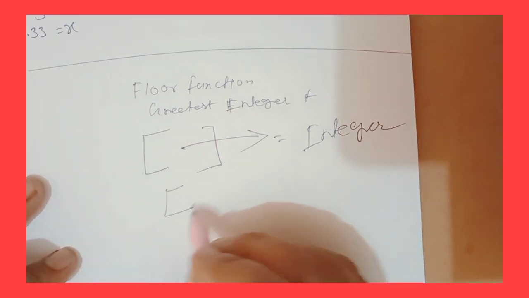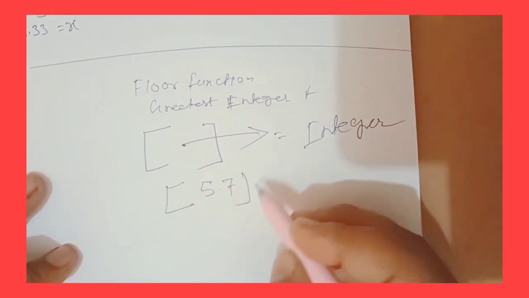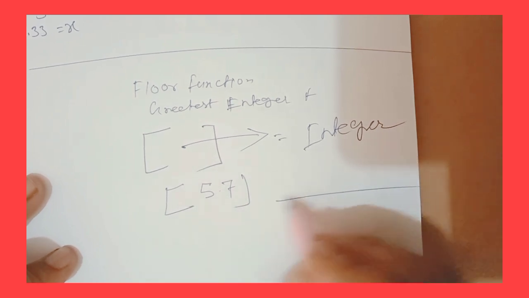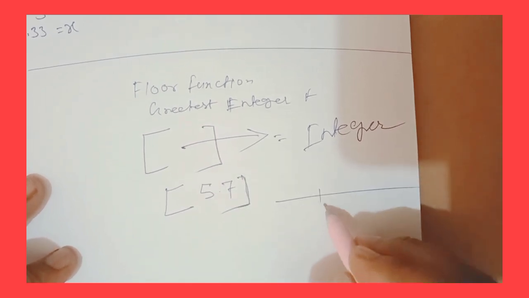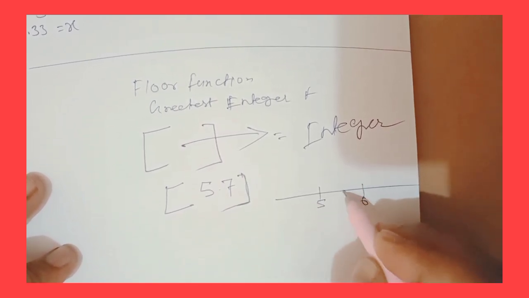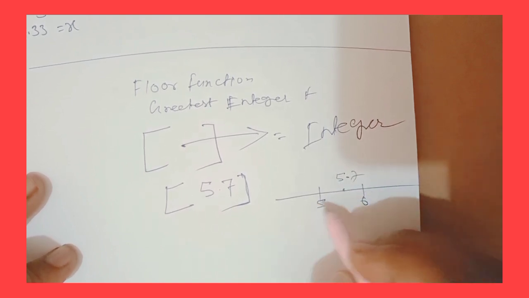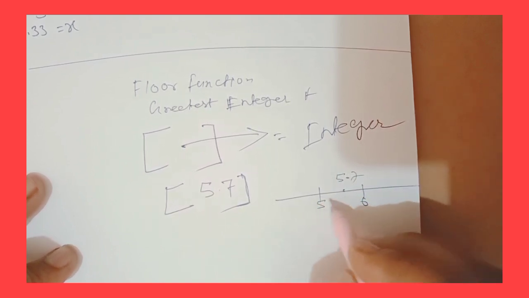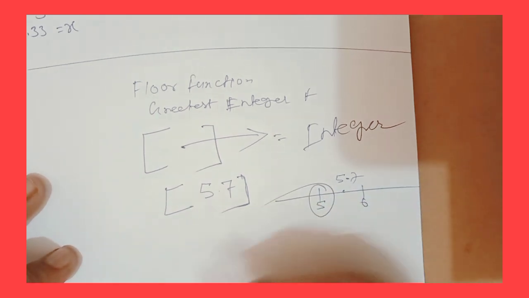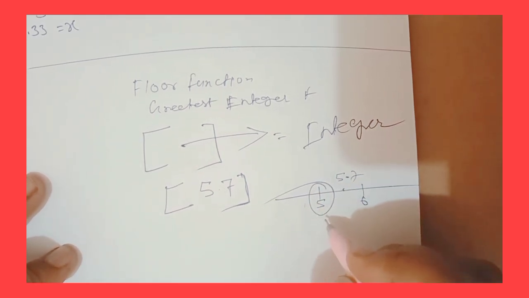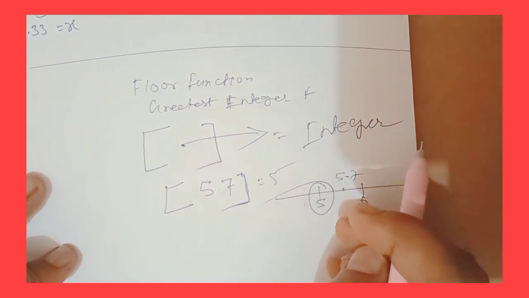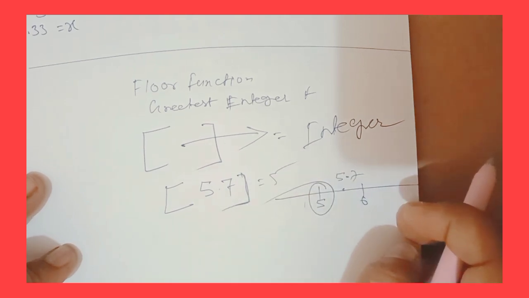Let's suppose we have 5.7. Let us draw 5.7 on the number line. This is 5, this is 6. Of course 5.7 will lie somewhere between 5 and 6. So what is the floor? The left hand side value, 5. So the greatest integer function of 5.7 will be 5.